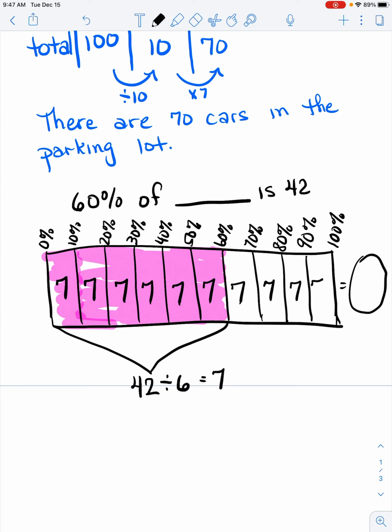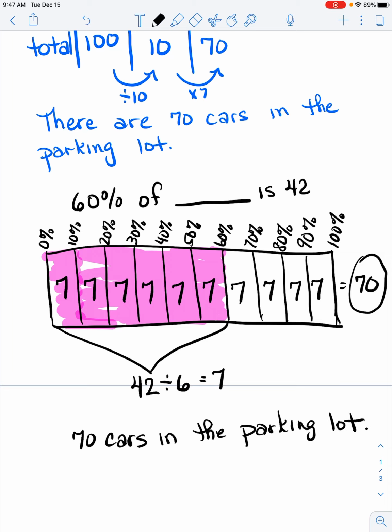One of the reasons we divide our bar model into 10 is because the division and the multiplication is so easy, right? So in this case, I have a 7 in each box times 10 boxes. That would be 70 cars. And so there are 70 cars in the parking lot.